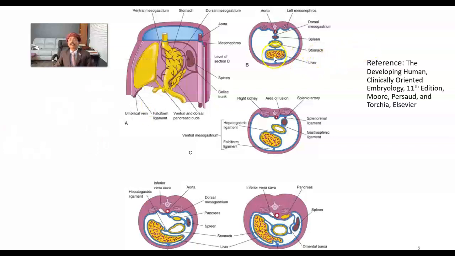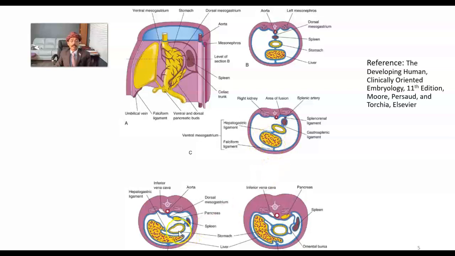Here we are seeing the liver develop in the septum transversum. This part will give rise to the lesser omentum. Okay, lesser omentum, and this will form the falciform ligament. If you look here, gastrosplenic ligament, spleen are in the dorsal mesogastrium. Ventral mesogastrium will get the hepatogastric ligament, and in front of the liver and the abdomen we have the falciform ligament.